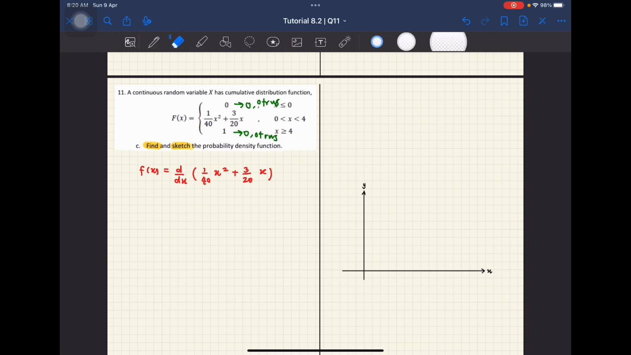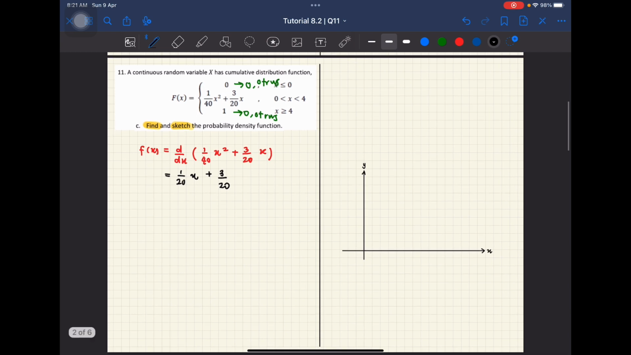Okay, so let's differentiate this one. So differentiate 1/40 is just a constant. So kita differentiate x square, maksudnya 2 bawa ke depan. So 2/40 awak dapat 1/20. So we will get 1/20x and then plus 3/20x. This one is just a linear. Bila differentiate, mati x kat belakang, tinggal 3/20. Okay, settle. Alright, so this is the only function, the only step that you need to do lah. The only function that you need to differentiate.